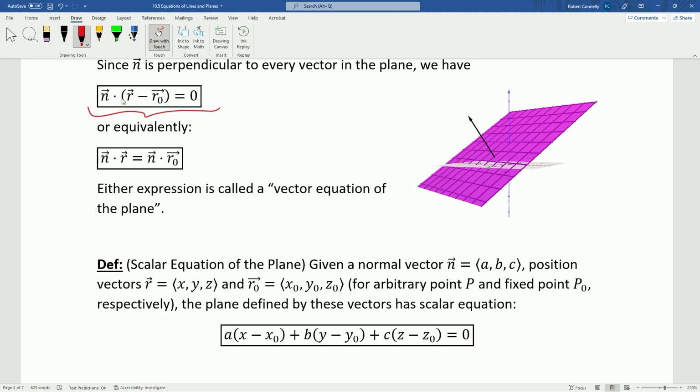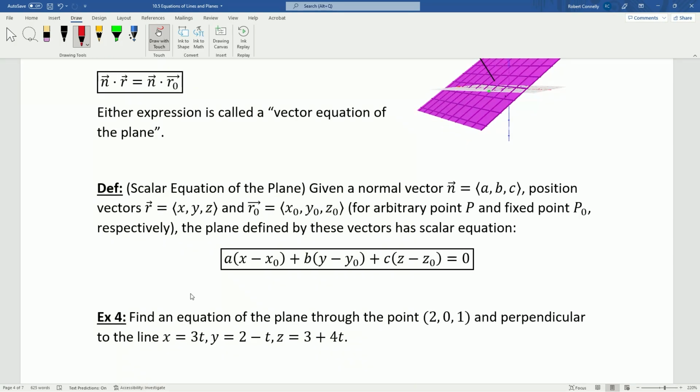So that's what we had here, right? When I dot the normal vector with r minus r naught, what do we get? We get each coordinate multiplied. So this is a times the x minus x naught. It's the first coordinate. Plus b times y minus y naught plus c times z minus z naught. So this is our equation for the plane.